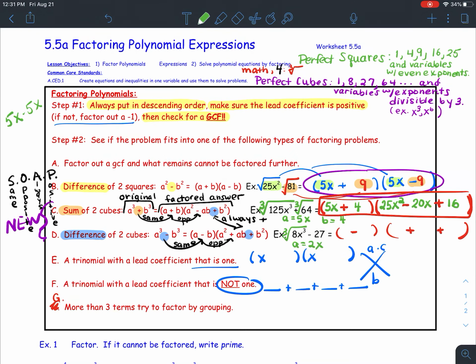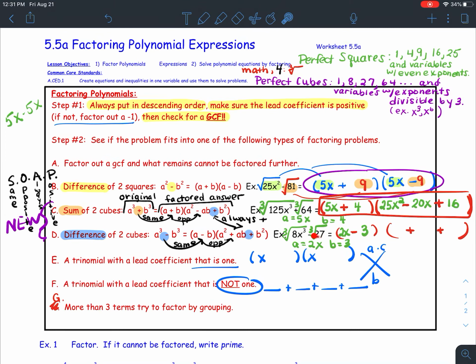Okay, then I'm going to do the cubic root of 8x cubed. That means my A would be a 2x, and the cubic root of 27 would be 3. Again, you can just use the math option, option 4, I believe, if you're not sure what the cubic roots of those are.